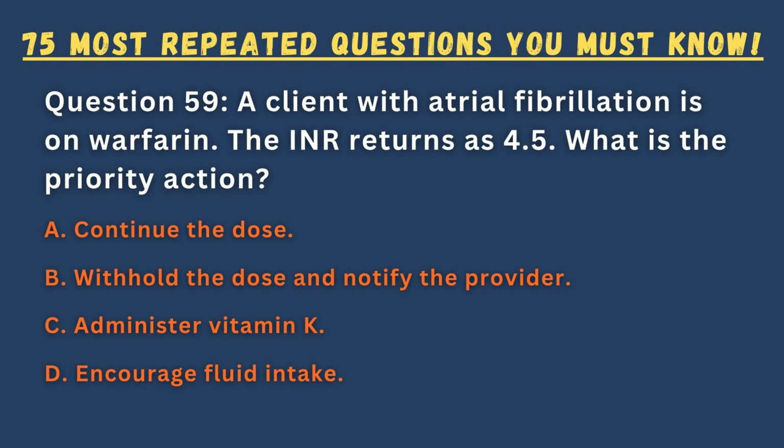Question 59. A client with atrial fibrillation is on warfarin. The INR returns as 4.5. What is the priority action? A. Continue the dose. B. Withhold the dose and notify the provider. C. Administer vitamin K. D. Encourage fluid intake.